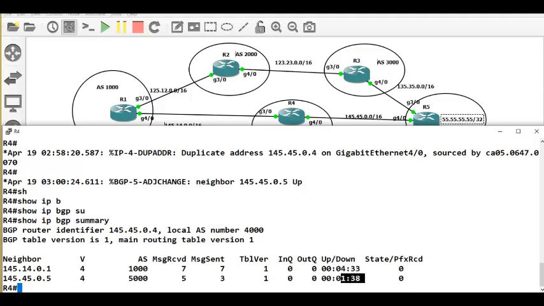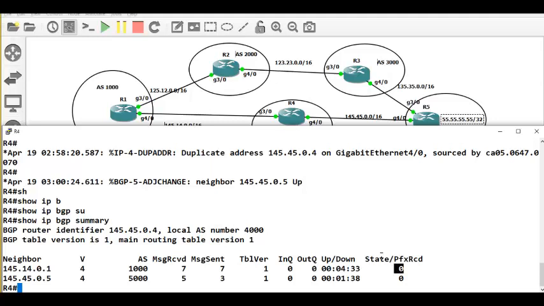What is the meaning of this 0? It means that there is no prefix learned, meaning we have not advertised any network from router 1 and 5. Router 1 has not advertised anything to you. Router 5 has not advertised anything to you. No prefix received. That's the meaning.